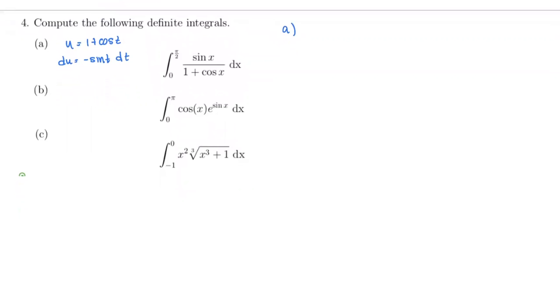All right, so there is that, and then again, my domain. So the x's go from 0 to pi over 2. And so the u's, 1 plus cosine of 0, which is 1 plus 1, so that's 2. And then 1 plus cosine of pi over 2, cosine of pi over 2 is 0, so that's 1. And so then this antiderivative, 0 to pi over 2 of sine of x over 1 plus cosine x dx, this becomes, I'm going from 2 to 1.